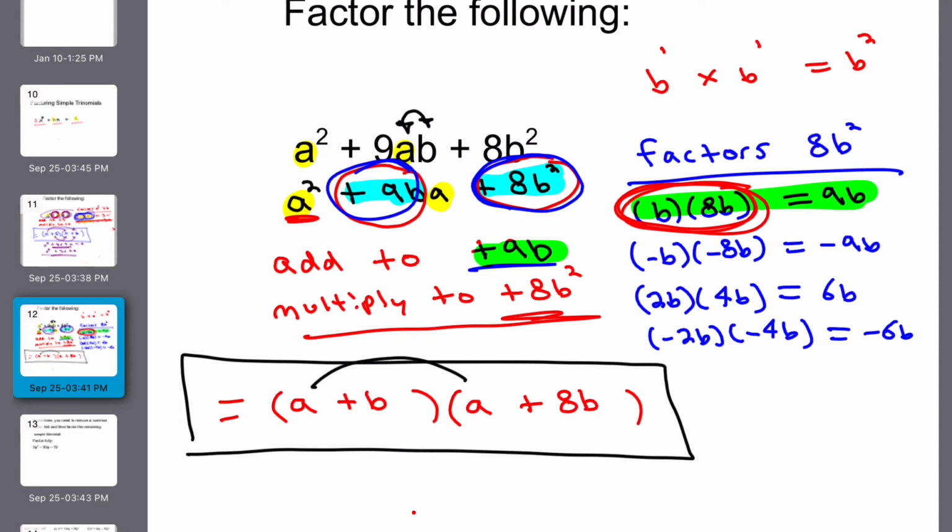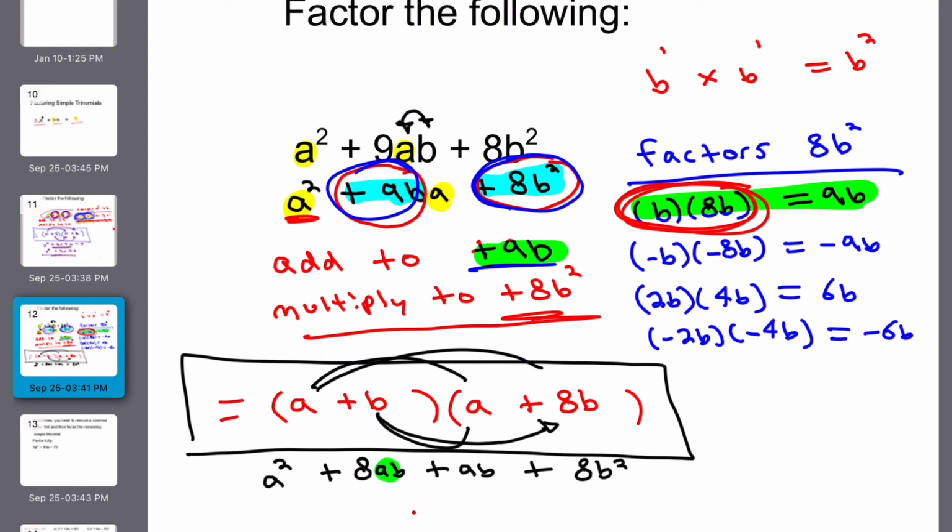You can go a times a, you get a squared. A times 8b, you get 8ab's. Then you go b times a, which gives you 1ab. And then you get b times 8b, which gives you 8b squared. Okay, so whenever you expand it out, in terms of the variables here, usually you write them in alphabetical order. I just swapped them early up here backwards, just so that I really know which one's acting as the variable and which one's kind of acting as a coefficient. But usually when you write it out, you do keep them in alphabetical order.